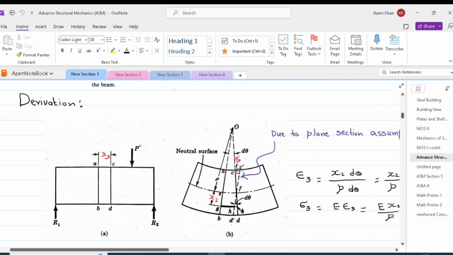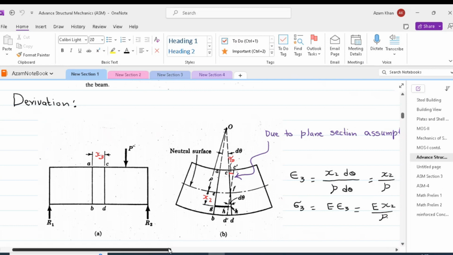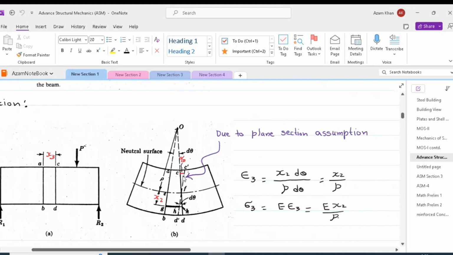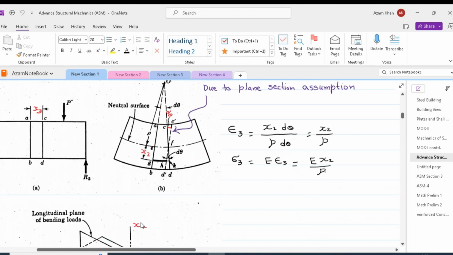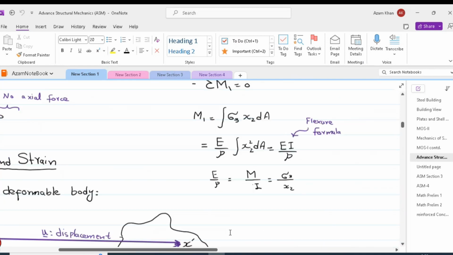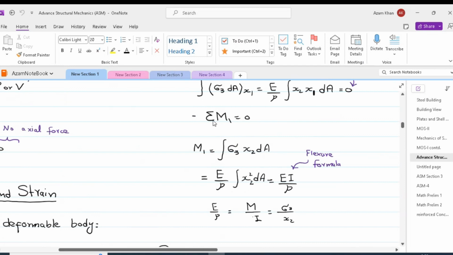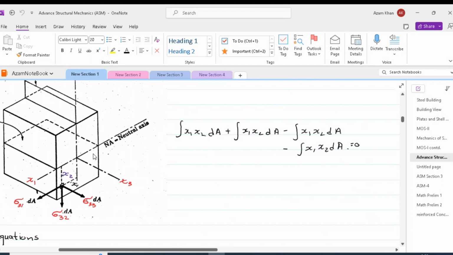In other words, this concept of the vertical fiber remaining perpendicular to the neutral axis after deformation helped us to use trigonometric concepts for working out the expression sigma 33 is equal to E x2 by rho. Later, this expression was used to work out the flexure moment capacity. The flexure moment capacity was determined by taking summation of moments about the x1 axis equal to 0.